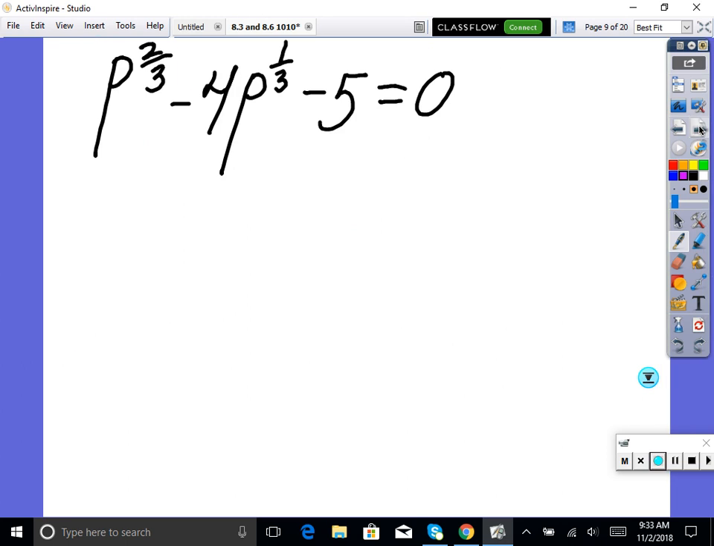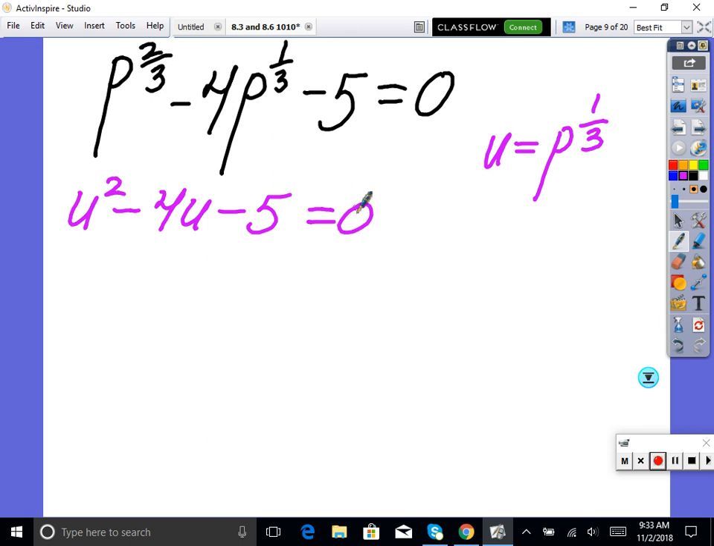Okay, we can go through this one or we don't have to, but I just want to see if you can tell me what the u substitution is at least. u is equal to p to the 1/3. So then this would be u squared minus 4u minus 5 equals 0. Do you want me to continue or not continue? Yes, no? No? You just factor it, right? Plug in p to the 1/3. How do we solve a cube root? Cube both sides, right, everyone?